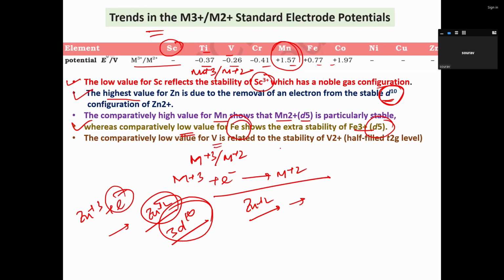For vanadium also, when we are talking about vanadium plus 2, it is half filled, because vanadium plus 2 has the d3 electron configuration. That's why it is going to a low value. Okay, so these are all related to the half filled and low filled electronic configuration.